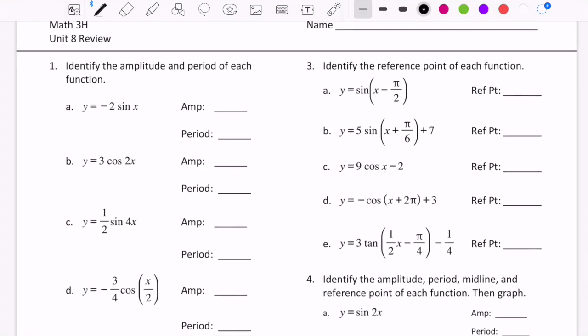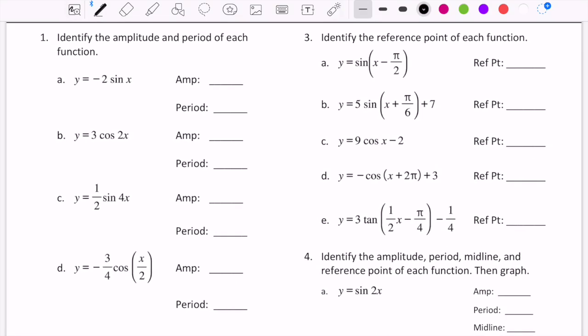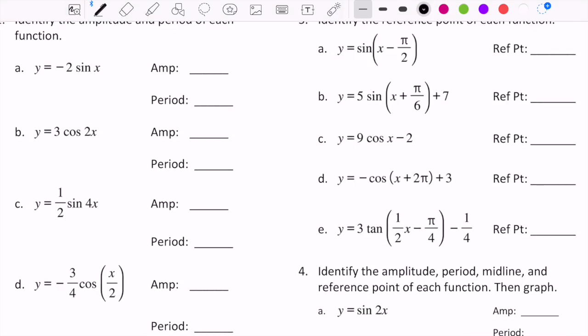All right, we're working on the Unit 8 review, graphing sine, cosine, and tangent. Identify the amplitude and period. So the amplitude is going to be the absolute value of -2, which is just 2. And the period for sine and cosine is 2 pi divided by the number b for x, which in this case is just 1, so it's 2 pi.